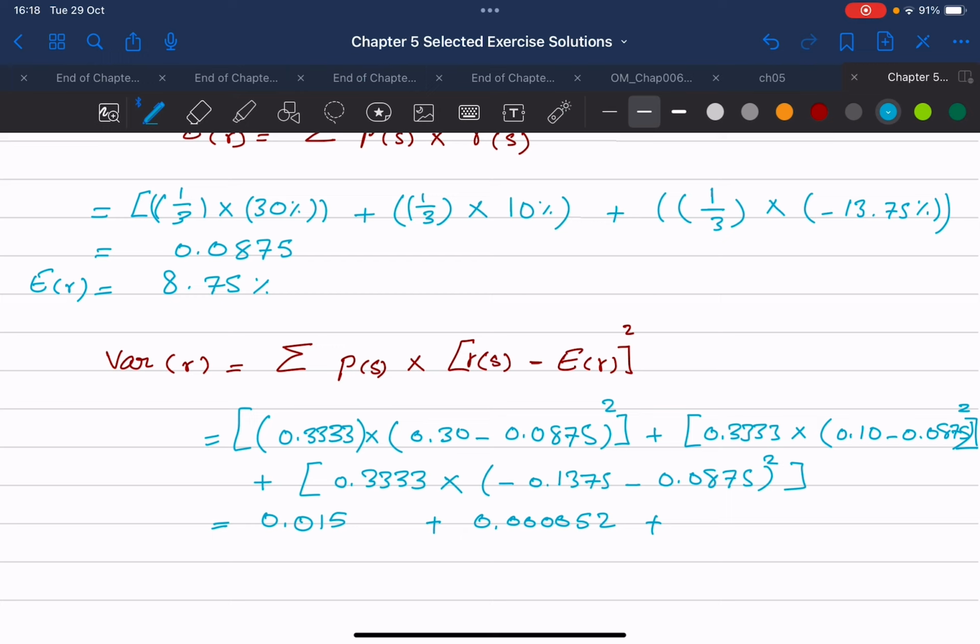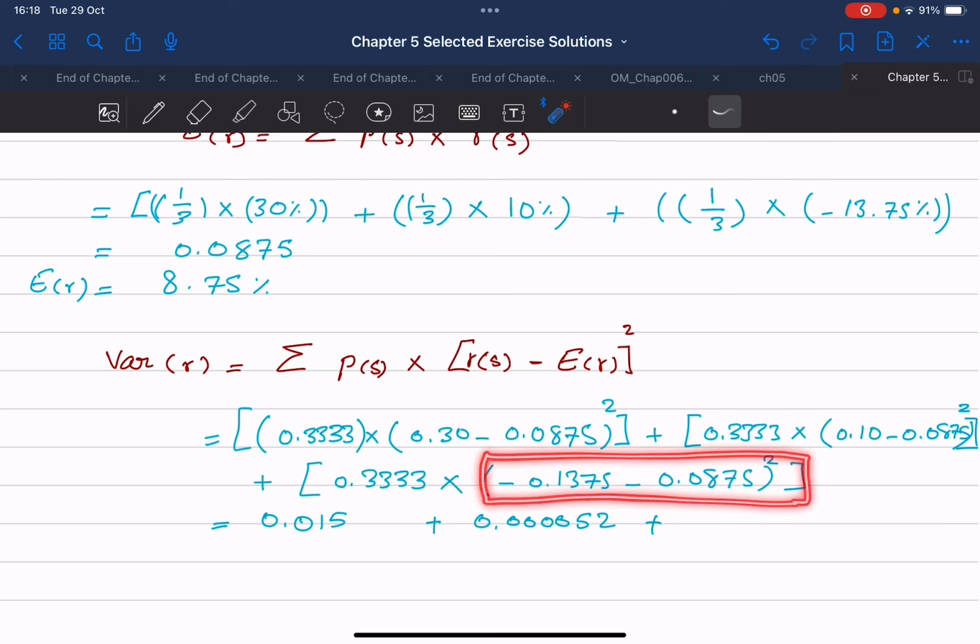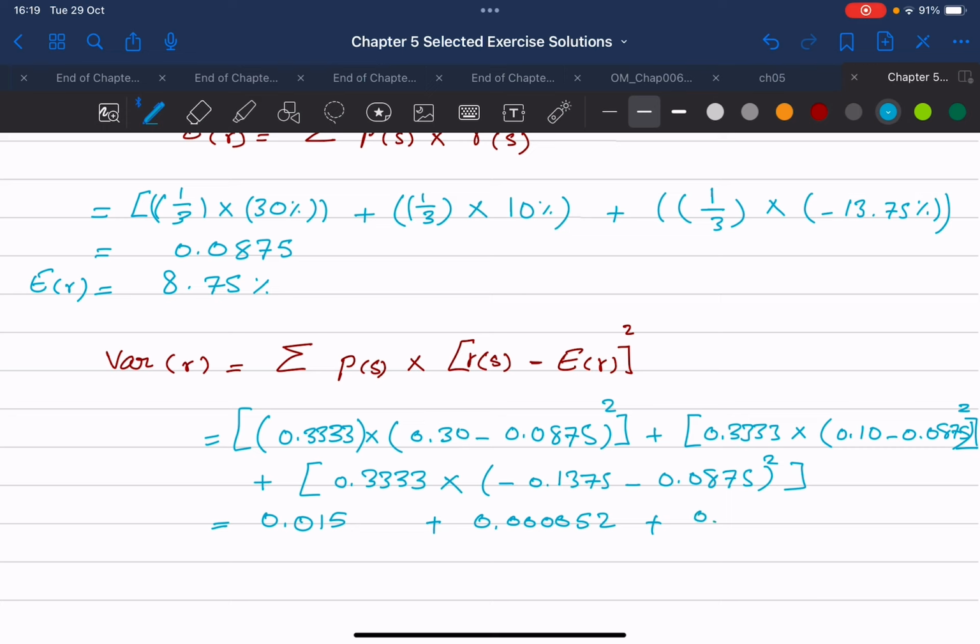and then we add the third term, this part right here. Open a bracket, minus 0.1375 minus 0.0875, close the bracket and raise to the power of 2. We get 0.0506. Multiply that by the probability, and I got 0.01687, so I'm going to round that up to 169.